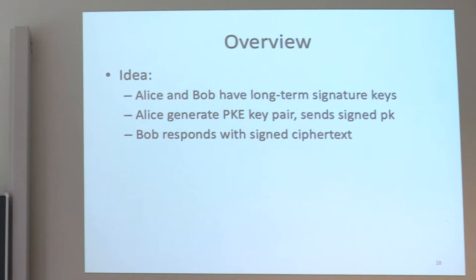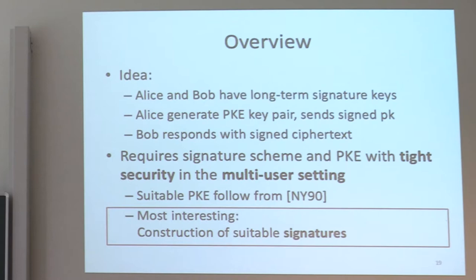And if we make the right assumptions about the security of the underlying building blocks, so if we assume that the signature scheme is tightly secure in an appropriate multi-user setting, I'm going to explain this in a minute, and if the public key encryption scheme is secure, then we immediately get a tight security proof for the protocol. Okay. So this sounds a bit trivial. Assuming that our building blocks are tightly secure, we get a tightly secure protocol.